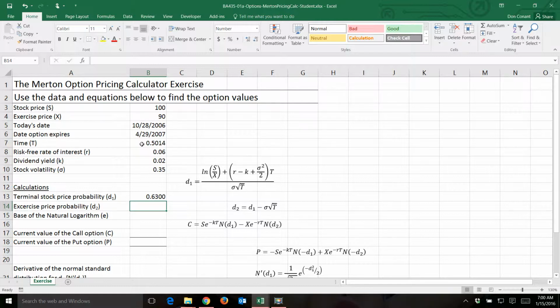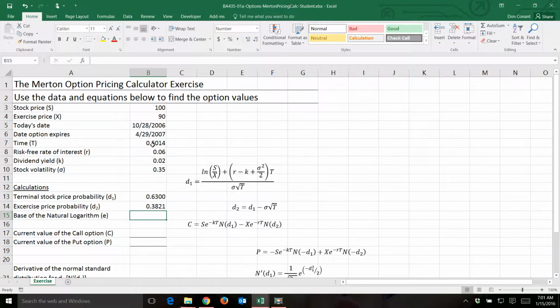Now I have to calculate D sub 1 before I can calculate D sub 2, because D sub 1 is an element in the D sub 2 calculation. So let's calculate D sub 2. It equals D sub 1 minus stock volatility times square root of time. That's 0.3821.